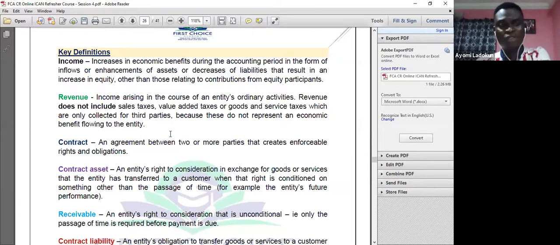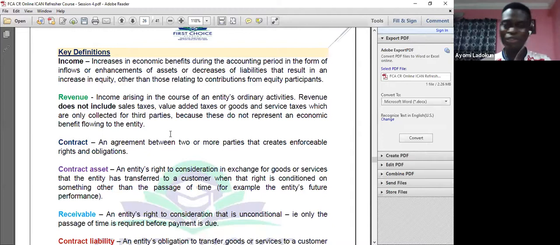Now, I need to take you through these key definitions. I don't want to assume that we know it, so that when we are solving questions, we are not wondering why this, why that. In my class, I want to believe you know the differences between income and revenue, okay? I'm sure you know it, so I don't need to explain. But in case you don't know it, let me know so that I quickly explain.